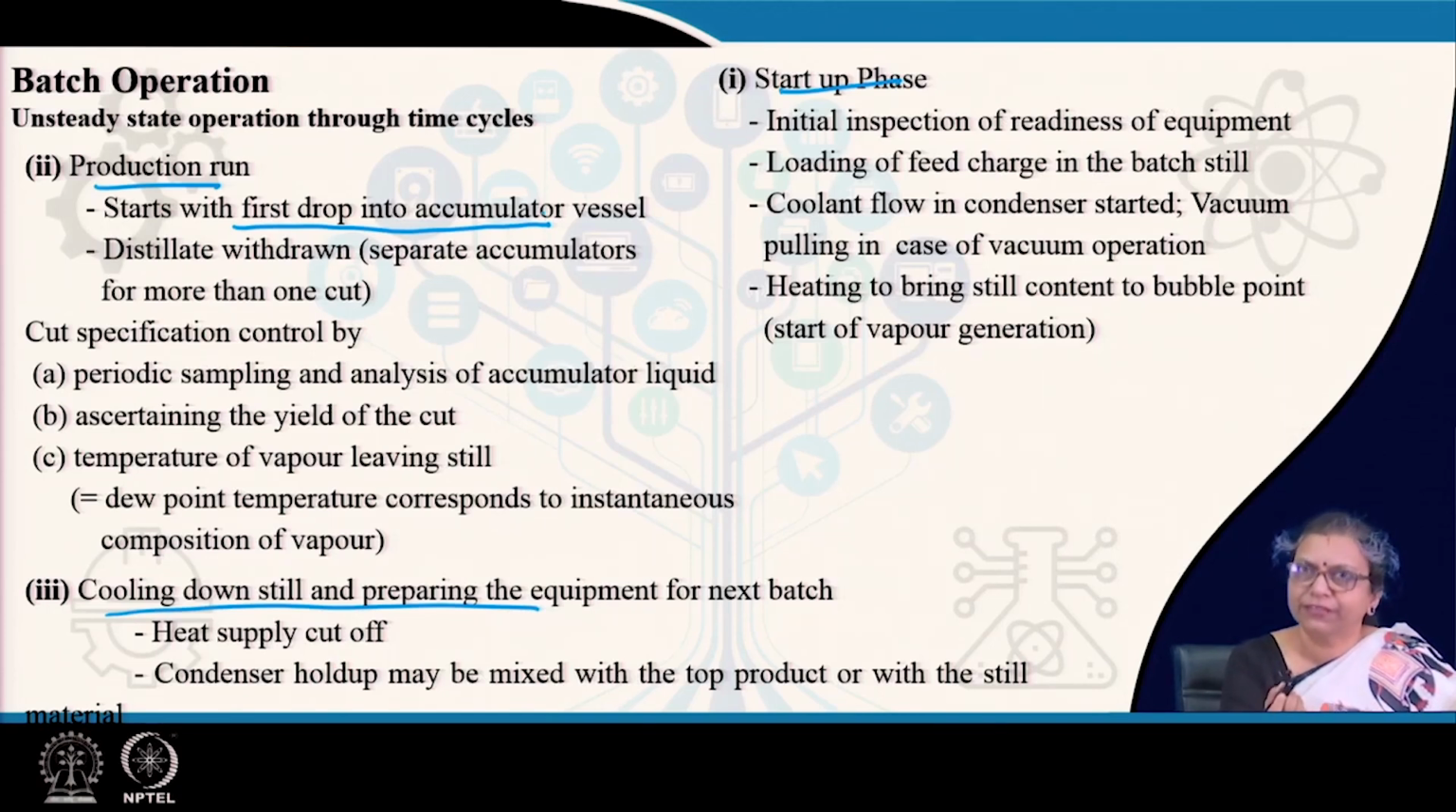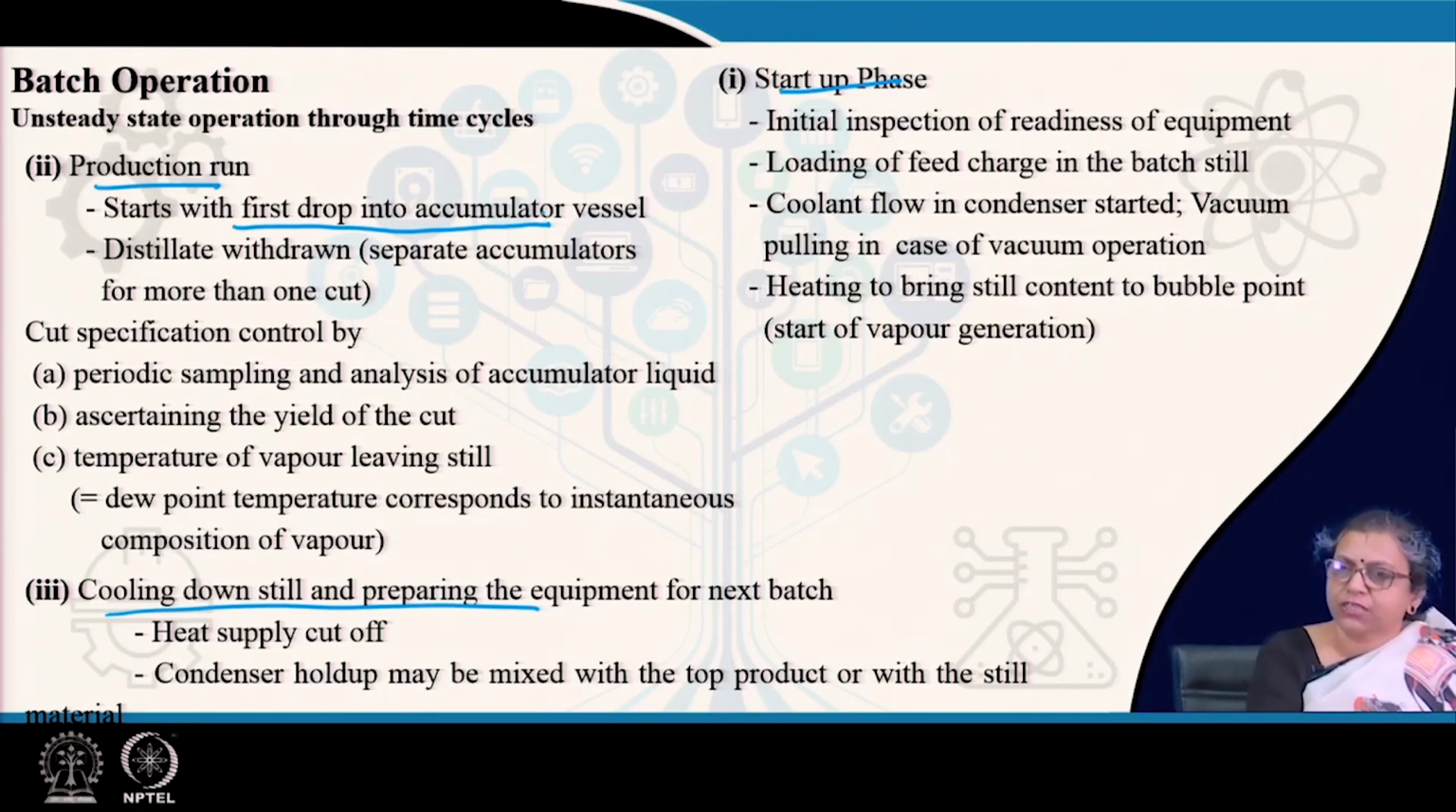In the production run, we are producing what we want from the batch distillation process. During this production run, the still gets heated and vapors are produced, the vapors are condensed, and then they are collected in the reflux drum. And if we require different products, each particular product that we are collecting is usually referred to as a cut. So, if we need more than one cut, then we will be collecting them in separate accumulators, and we will be controlling the cut specifications either by periodic sampling and analysis of the accumulator liquid.